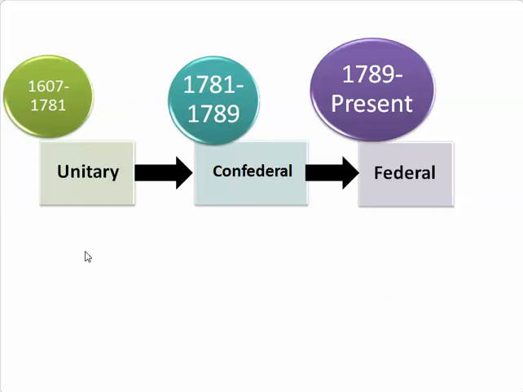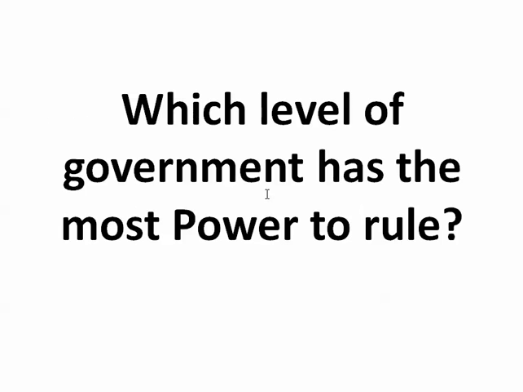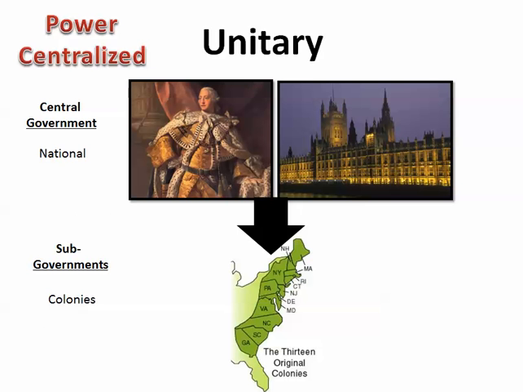So to differentiate between these three governments, we need to ask a question. The question in each one of these is, where is the locus of sovereignty, or location of the power to rule? Which government has the most power to rule? Which level of government has the most power to rule? In other words, which one can create and which one can destroy? So let's look at unitary first.